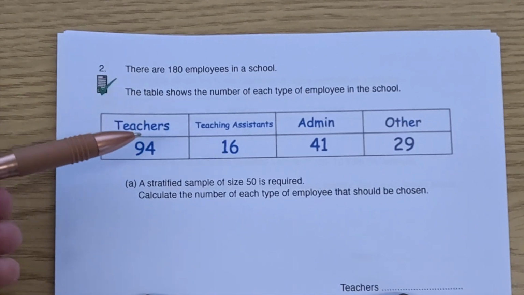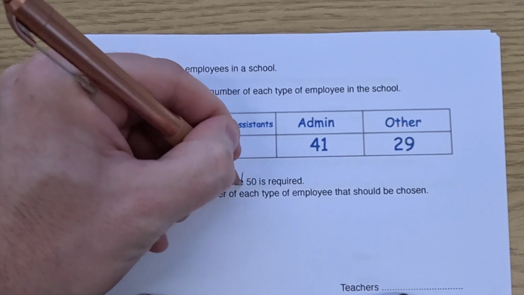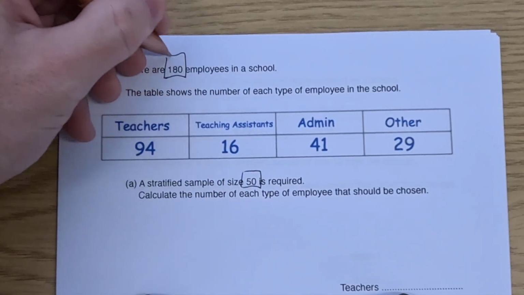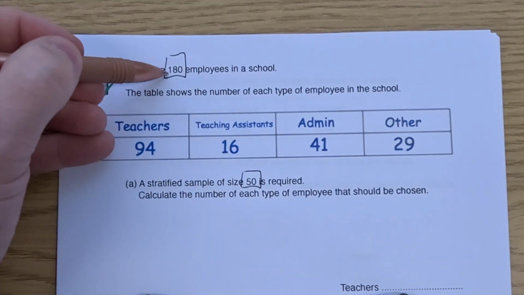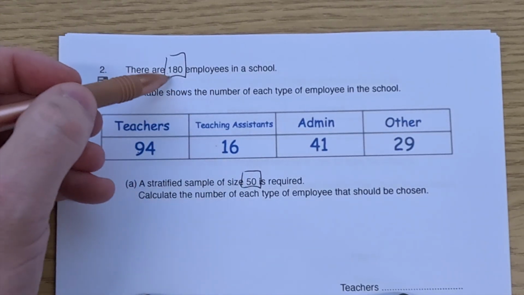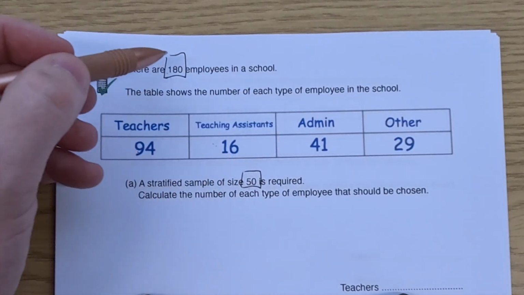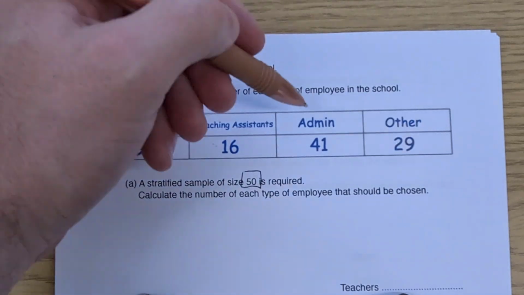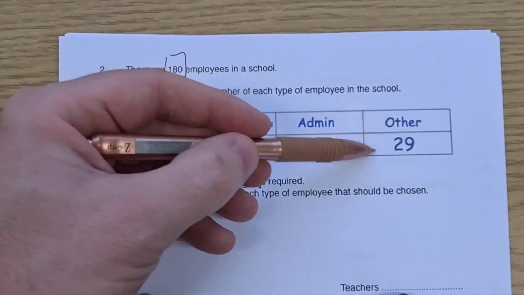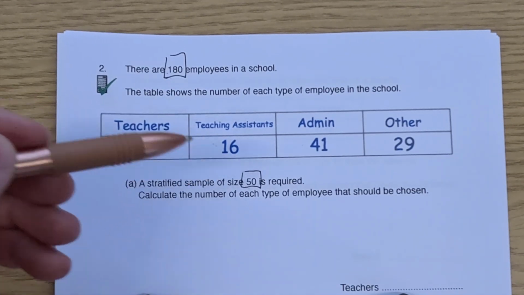So remember, to work out a stratified sample, to work out how many people should be in each category, we do the number in the category divided by the total times the sample size. The sample size is 50, the total is 180, so we're going to do 94 divided by 180 times 50 to find out how many teachers we need. We're going to do 16 divided by 180 times 50 to see how many teaching assistants we need. We're going to do 41 divided by 180 times 50 to see how many admin staff we need. And finally, we're going to do 29 divided by 180 times 50. And that tells us how many other staff need to be surveyed. And then when we do that, we'll have a look at the numbers and see how we're going to round them so that we get a sample size of 50.